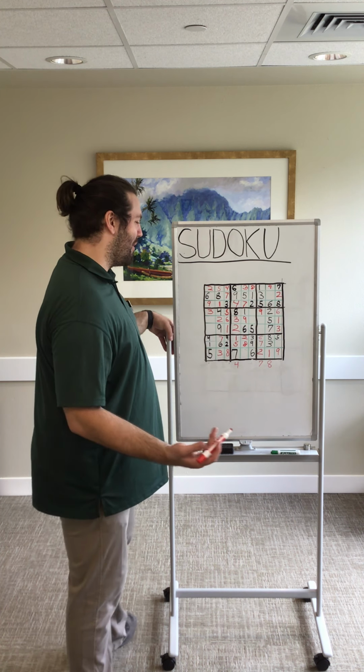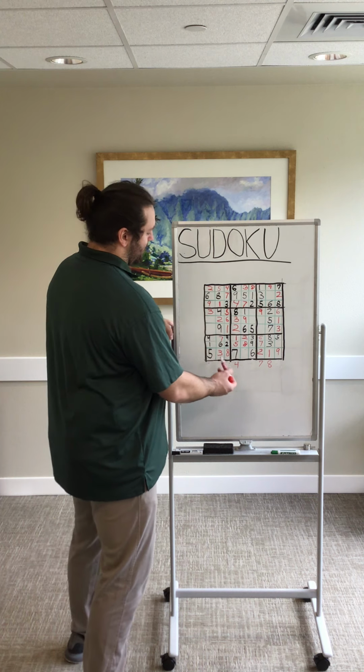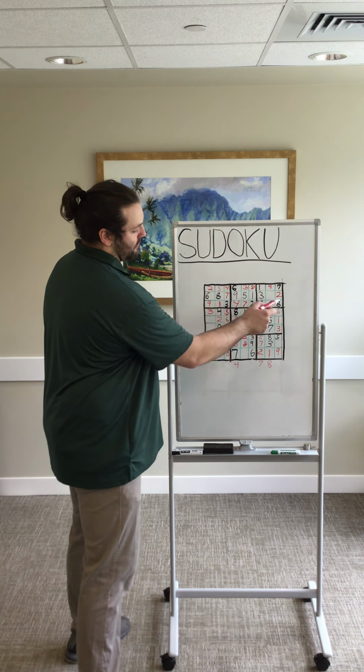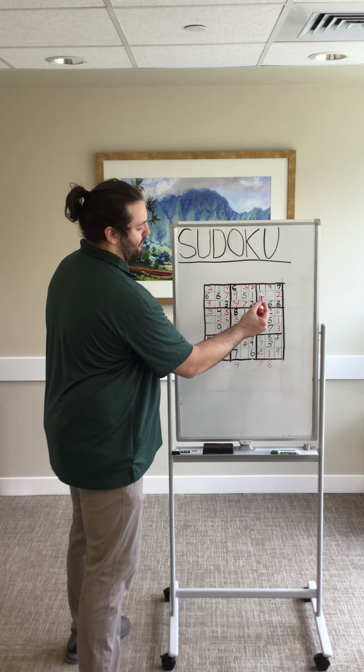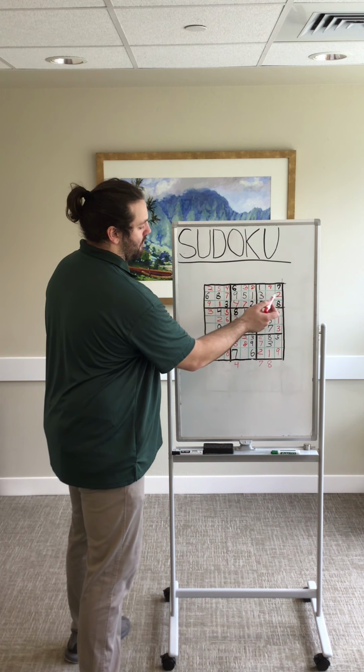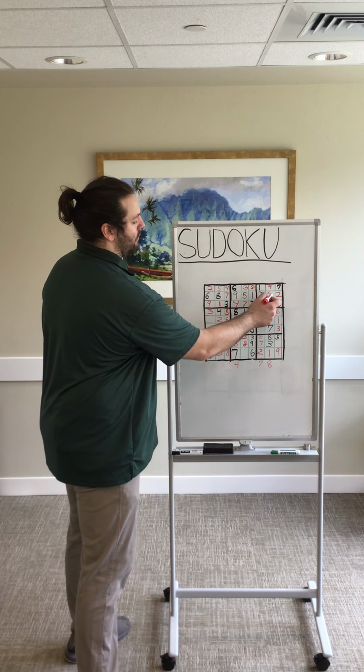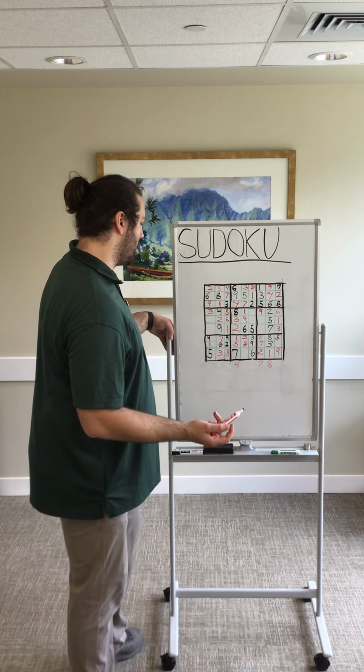Alright, moving on to the 4s. We see the first block's got a 4. Goes out, goes out. There's only one more spot, and it needs a 4. 1, 2, 3, 5, 6, 7, 8, 9. It's missing a 4. Let's put it there, shall we?